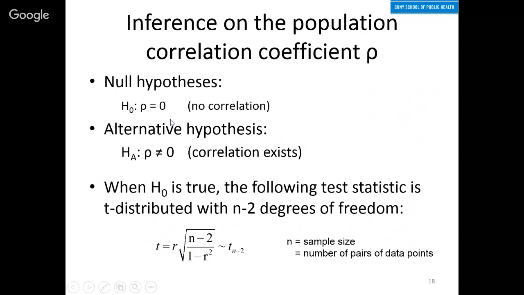All you need is R and the sample size, which is a nice thing to note. Try to remember that, because you will sometimes see correlations reported without p-values. So you might be interested in calculating that p-value.